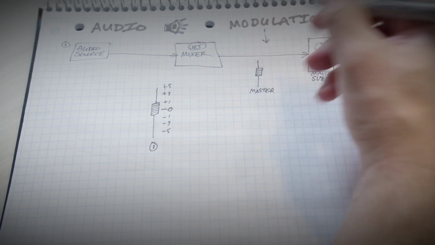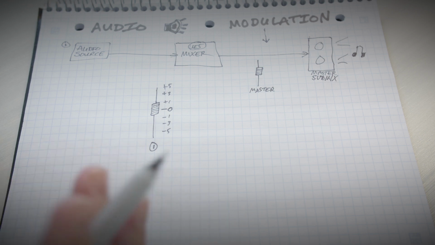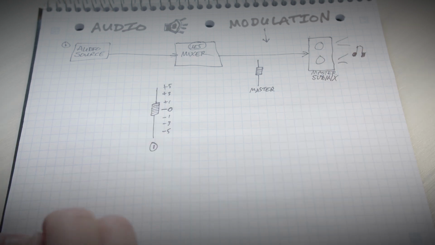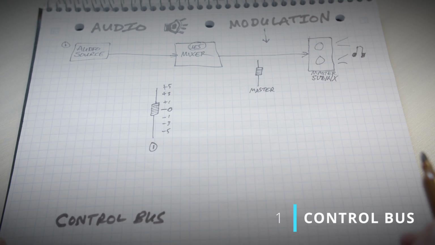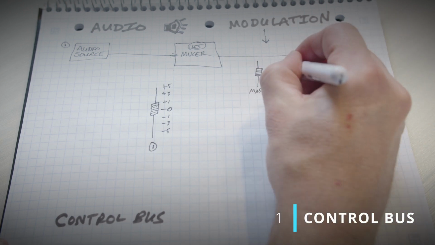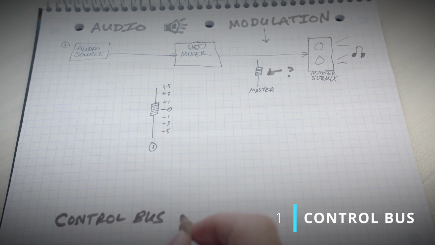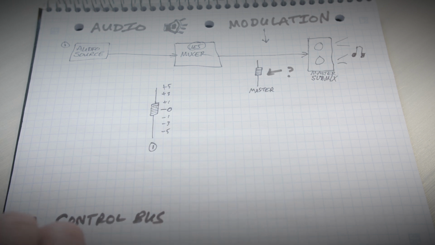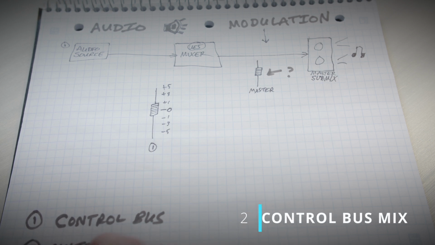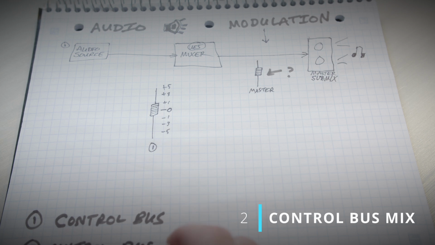The way audio modulation works, there are two main aspects of it. There is the control bus, because ultimately the question we're asking is, how do we control this bus? And so that's where the control bus comes in. So component number one is a control bus, and then component number two is called a control bus mix.